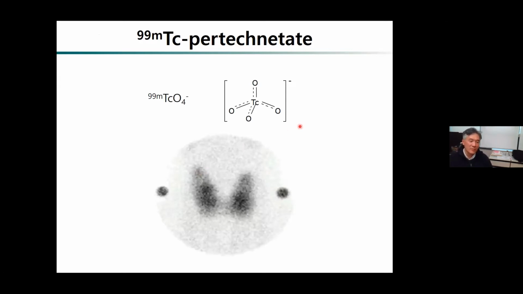Technetium pertechnetate can be used as an imaging agent for the thyroid or stomach. As you can see here, the tetrahedral structure of technetium O4- is almost the same as that of radioiodine, and it also possesses a minus charge. The size of technetium O4- is almost the same as iodide. That's why technetium O4- can be taken up by the thyroid and also the stomach.